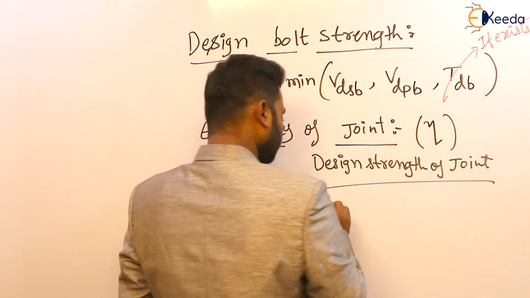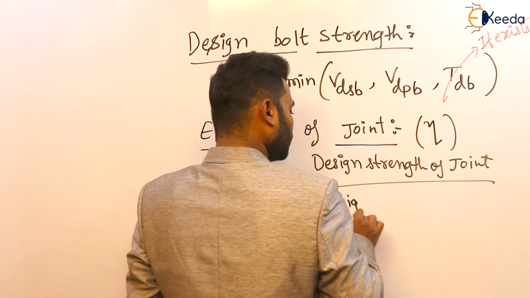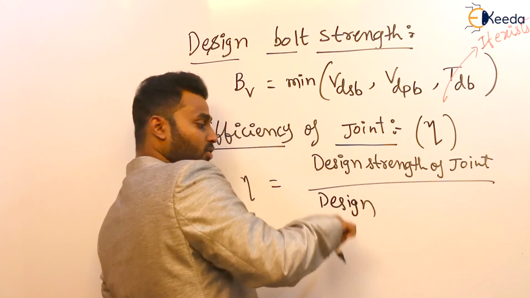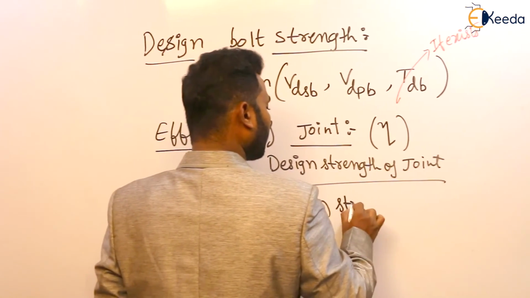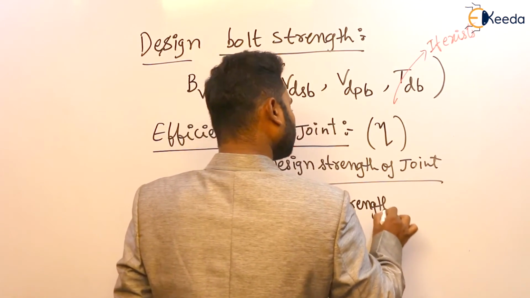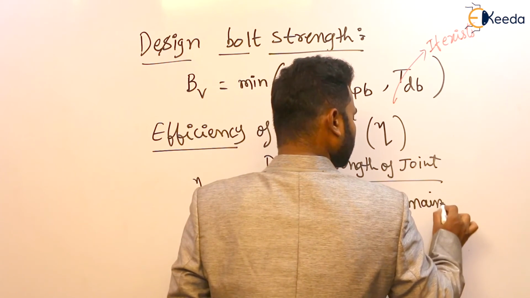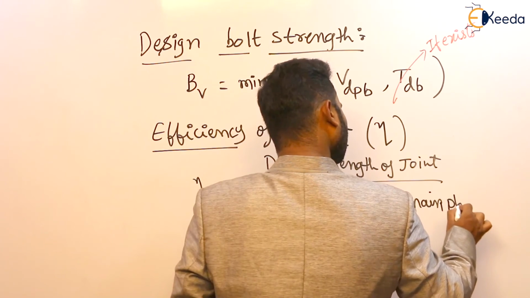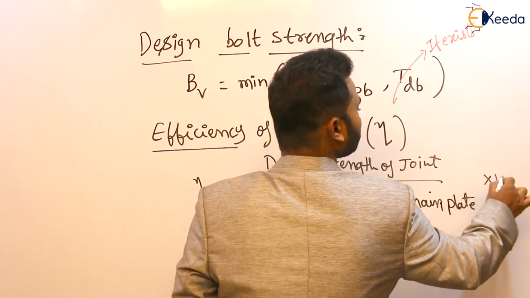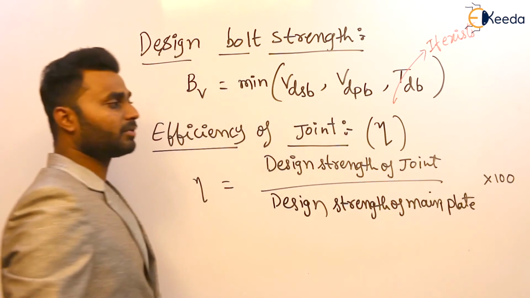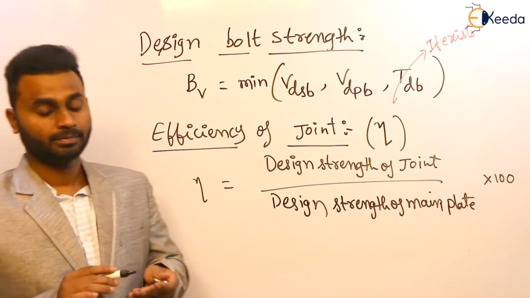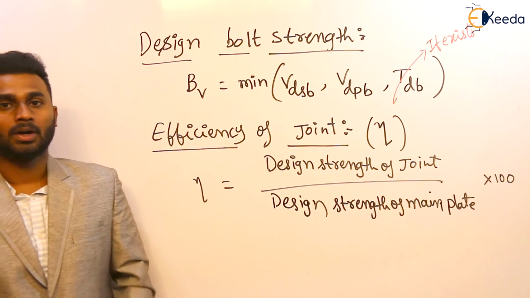And then, it is a ratio of the design strength of the joint to the design strength of the main member, or main plate. If we express it as a percentage, we multiply by 100. Okay, clear. So take it down.